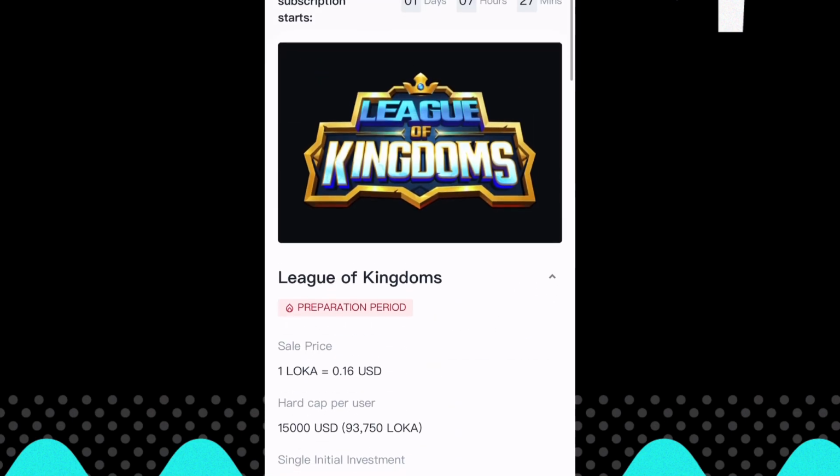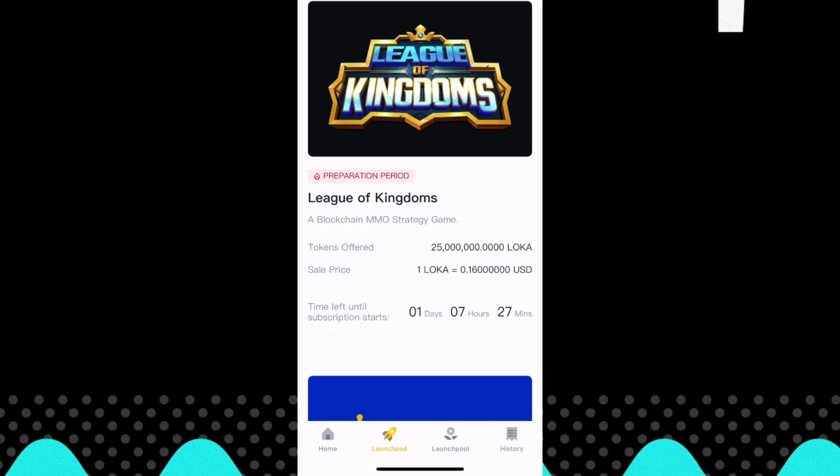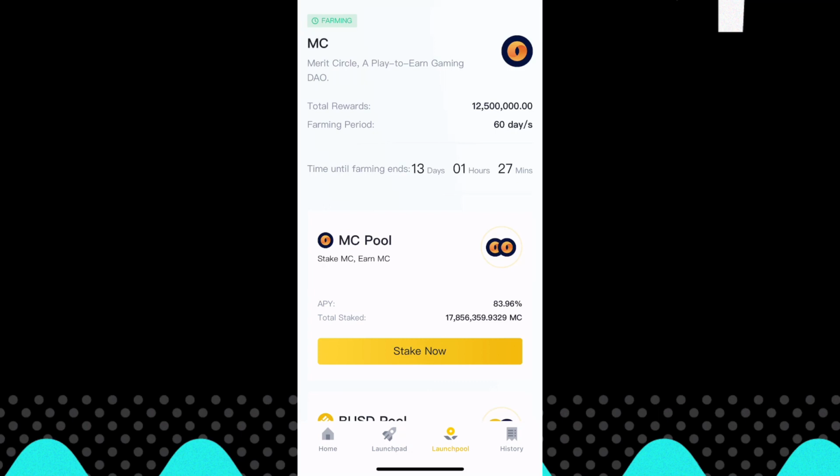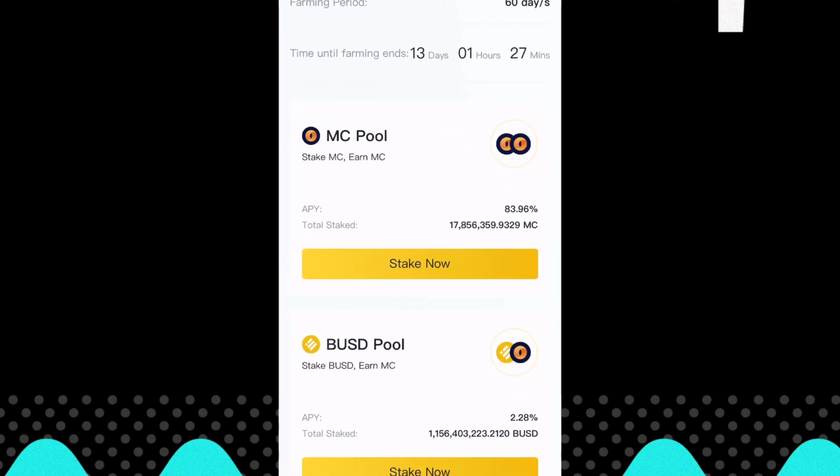So let's check on Launchpool. Okay, because they have about 2 of them. So they have Launchpad and they have Launchpool. So Launchpool is mostly like a place where you can come to farm tokens, more like if you have MC token, you could come here to earn more MC by only staking your MC.